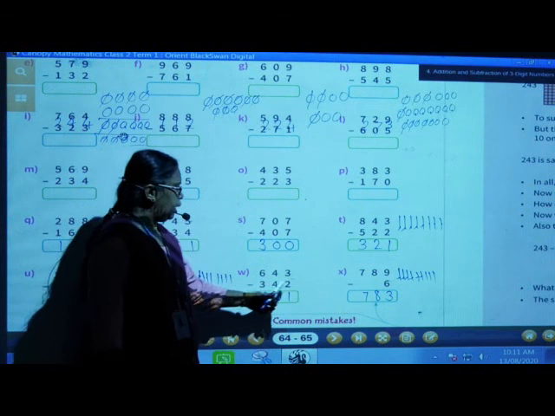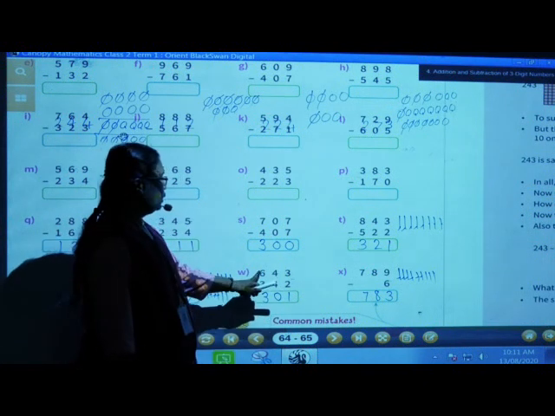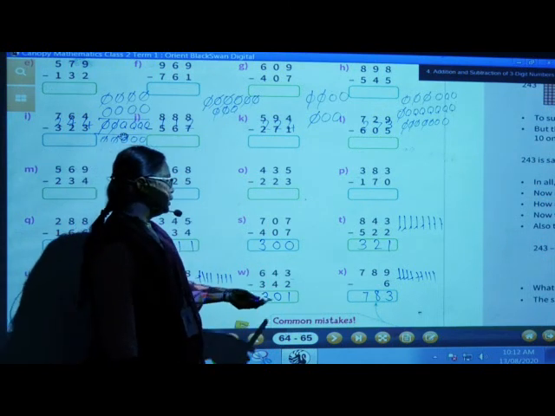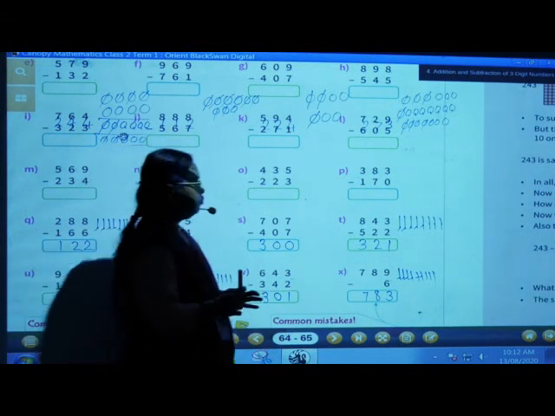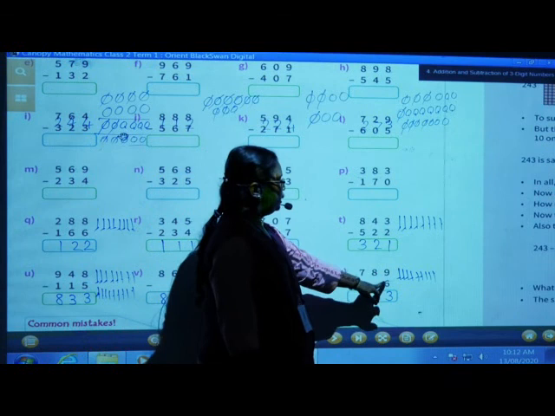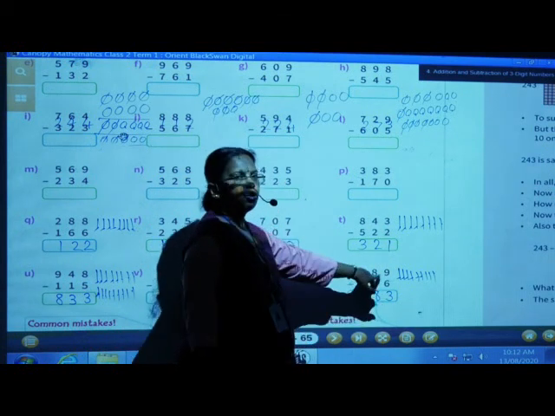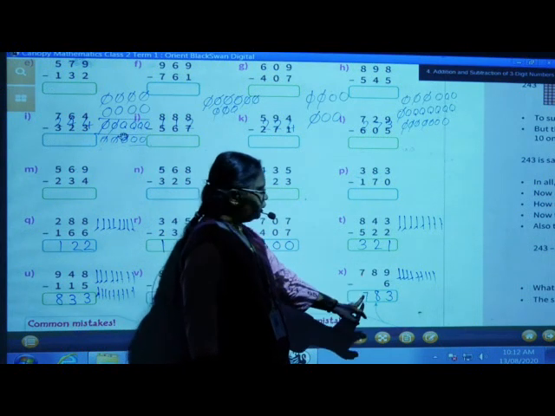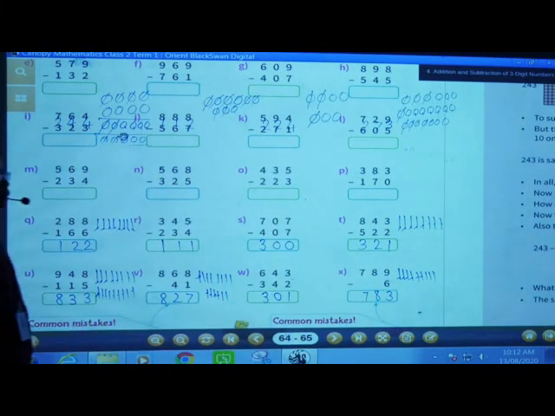Then 3 minus 2 is 1. 4 minus 4 is 0. 6 minus 3 is 3. So 3 hundreds, 0 tens and 1 one. Then 9 minus 6 is 3. 8, there is no number, so 8 as it is you will write, and 7 also as it is. So 7 hundreds, 8 tens, 3 ones. So write down fast.